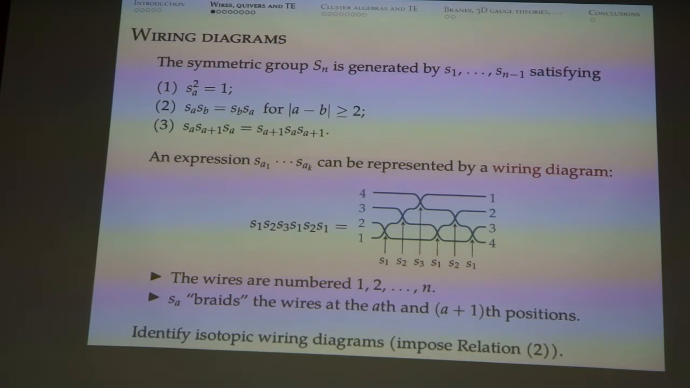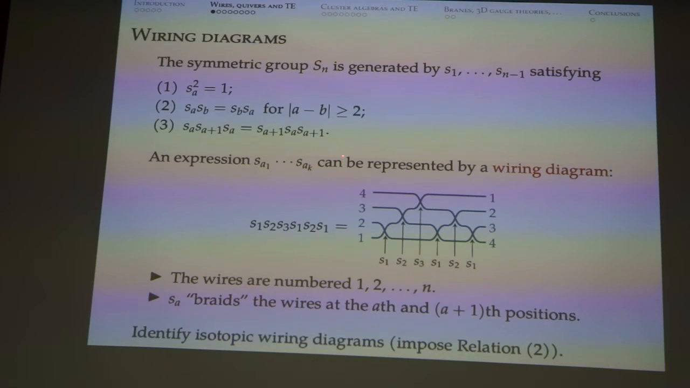All right, so in order to explain the construction, I first of all have to introduce something called wiring diagrams. And to explain wiring diagrams, it's best to recall the definition of the symmetric group Sn, and that's generated by adjacent transpositions S1, S2 up to Sn-1, and they satisfy these familiar relations. Okay, so I think this is okay for everyone.